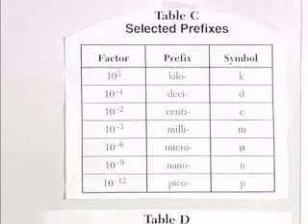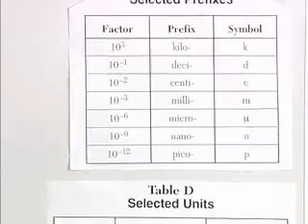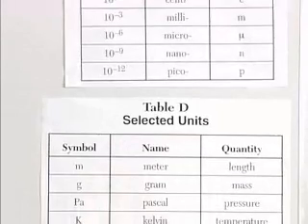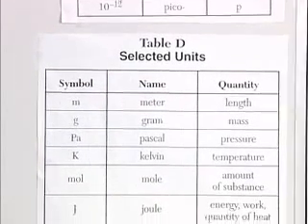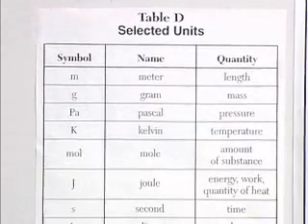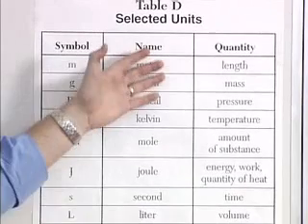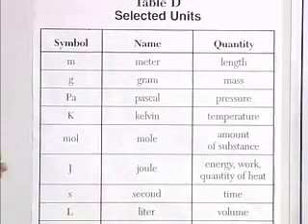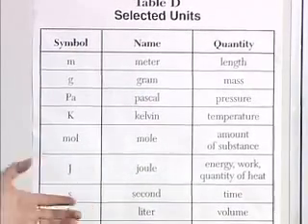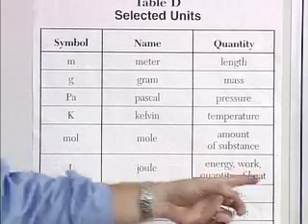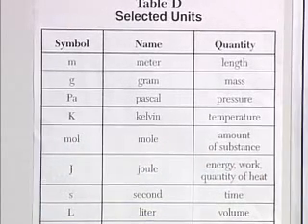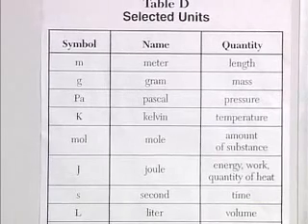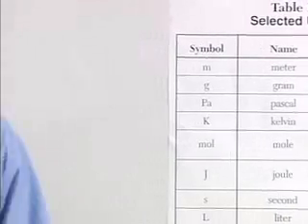Well, now, Table D shows the selected units. So liters is L, and that measures volume. So there are those two tables that tell you the units, the symbols, and what they represent. Moles represents the amount, joules represents energy. Become familiar with Table D. Table D is important because it gets you to think about what these substances are.